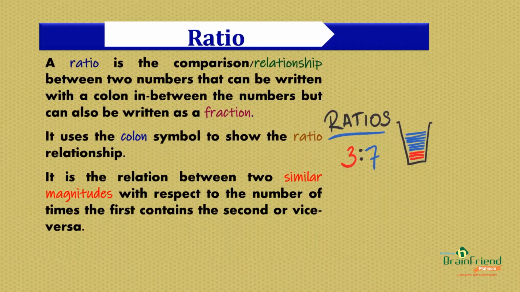A ratio is simply the relationship or the comparison between two quantities of similar magnitude. Now, usually, ratios can be written as fractions as well. So ratios behave like fractions. Usually, ratios are written as two numbers separated by a colon. So, this can be read as 3:7. And the relationship between the number 3 and 7 is such that the second number contains the first number a certain number of times.